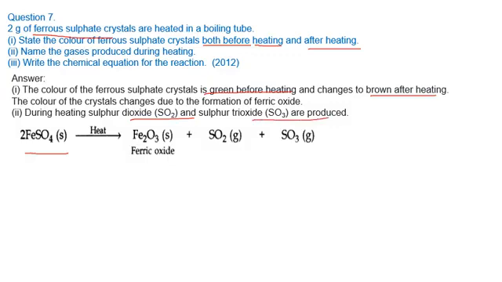Write the chemical equation for the reaction. Even though it is not written balanced in the question, children, whenever you write an equation, it has to be the balanced one. Okay. So FeSO4 gives Fe2O3, ferric oxide, sulfur dioxide and sulfur trioxide. So we have to balance this equation. Iron is 2 here, so iron is 2 over here. Sulfur is 1 and 1, 2. Sulfur is 2 here, and oxygen is 4 into 2, 8 oxygen. What about over here? 3 plus 2, 4, 5, 6, 7, 8. So hence this equation is balanced.